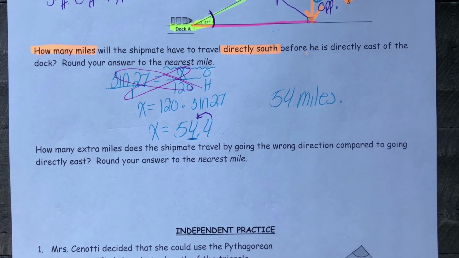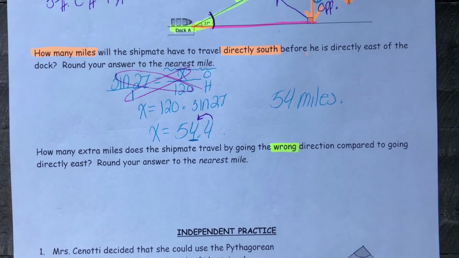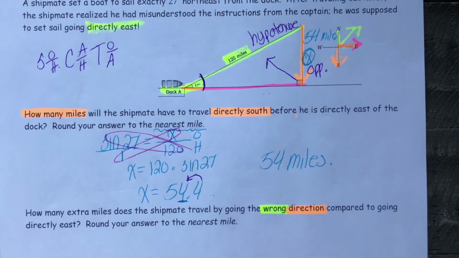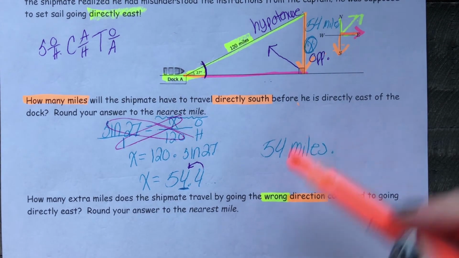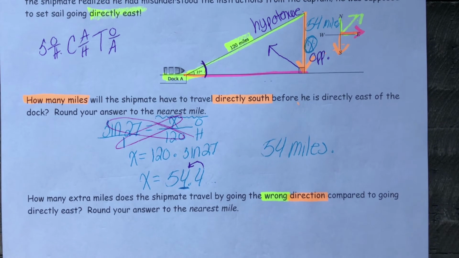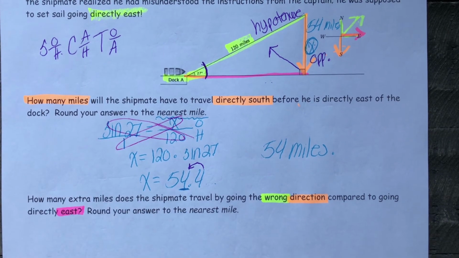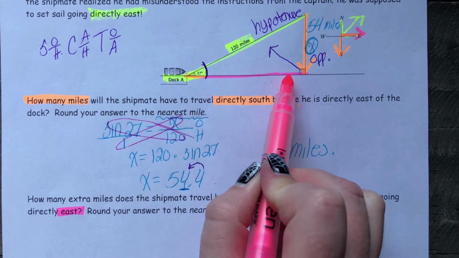So again, he went the wrong direction. He had to go northeast, then he had to go south. I'm just color coordinating here. He had to go northeast, that was yellow. Then he had to go south, that was the orange. Compared to going the right direction, which was supposed to just be east. East is the pink. Here he was just supposed to go boom.